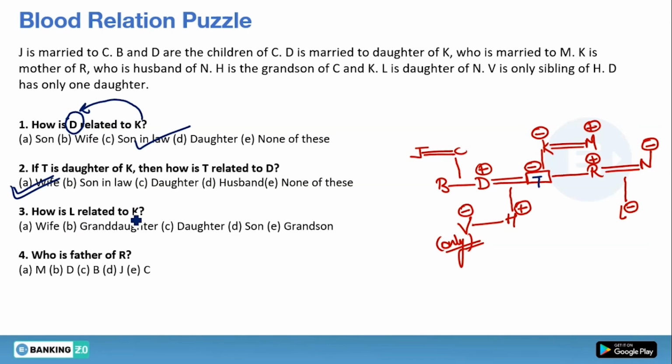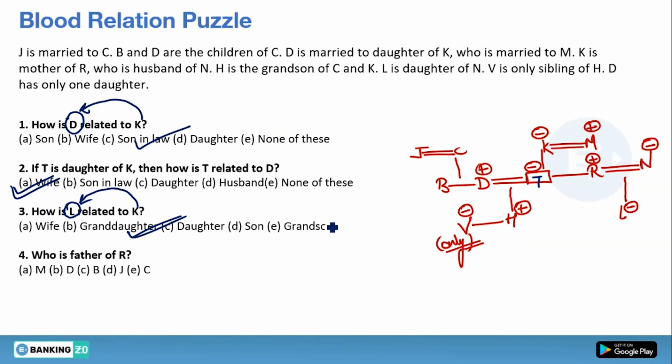How is L related to K? First check whether we know the gender of L or not. Yes, we know the gender of L, so we can find our answer. Now read from K to L. Daughter's brother is son, son's daughter, son's daughter is granddaughter. Okay, so option number B is correct.